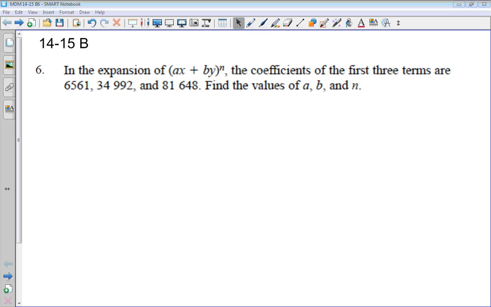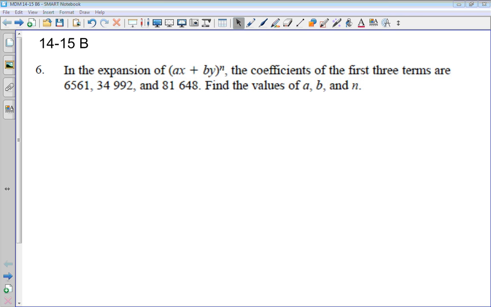Okay, so this is question number 6 out of Unit 1415, Section B, involving the binomial expansion. And there's a question that's similar to this on the assignment. So watching me do this question here should help you figure out how to do that one.